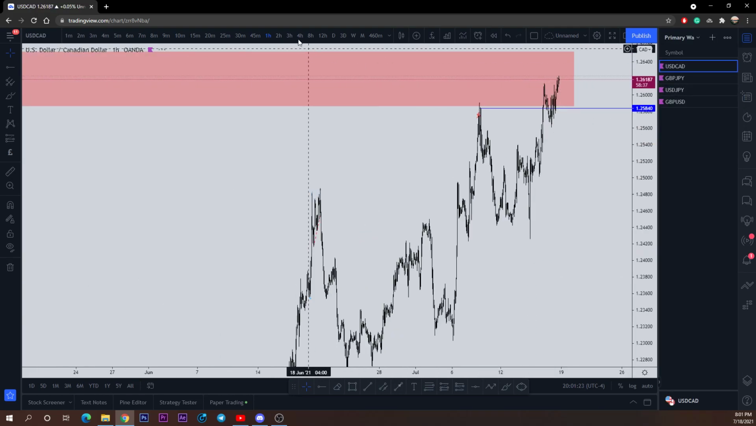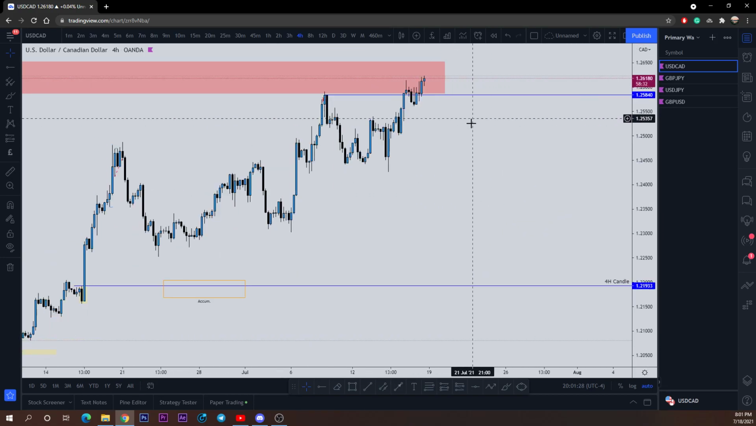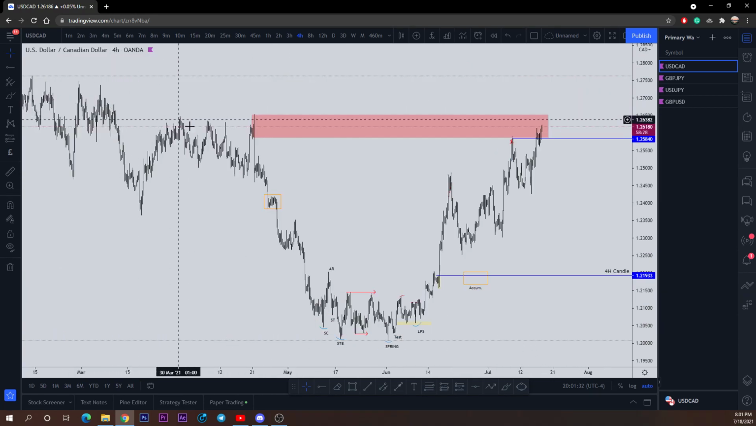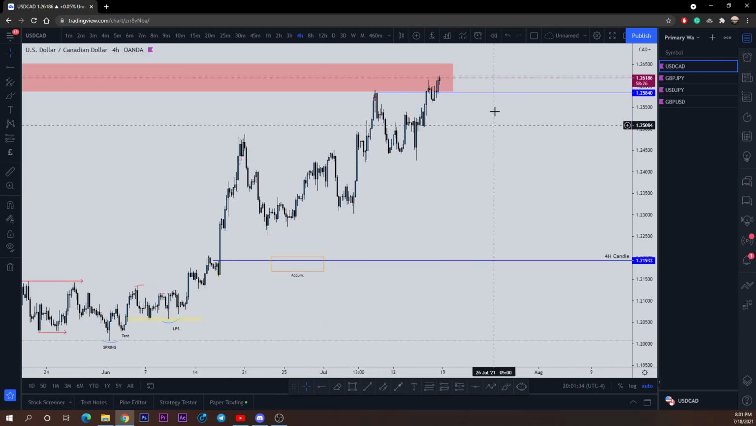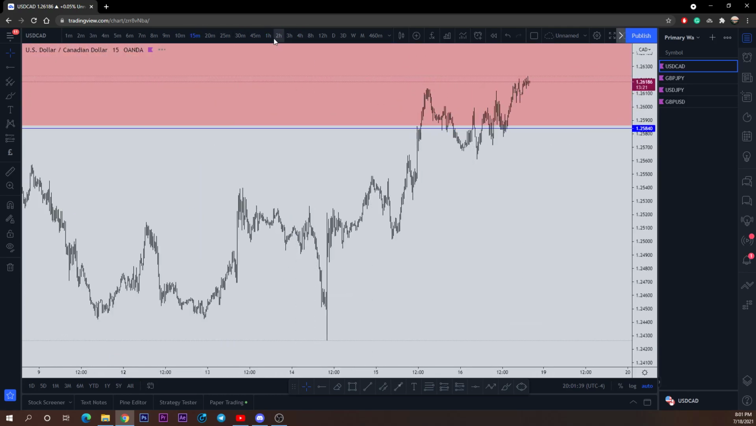USD CAD. All right, one thing that I am seeing in USD CAD is this right here is a supply area. This right here is a supply area, so we are still inside the supply area. I want to see how the market's reacting inside of the supply area.